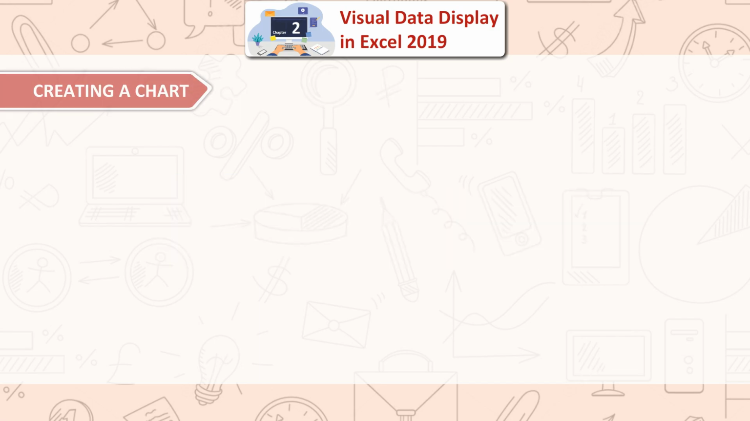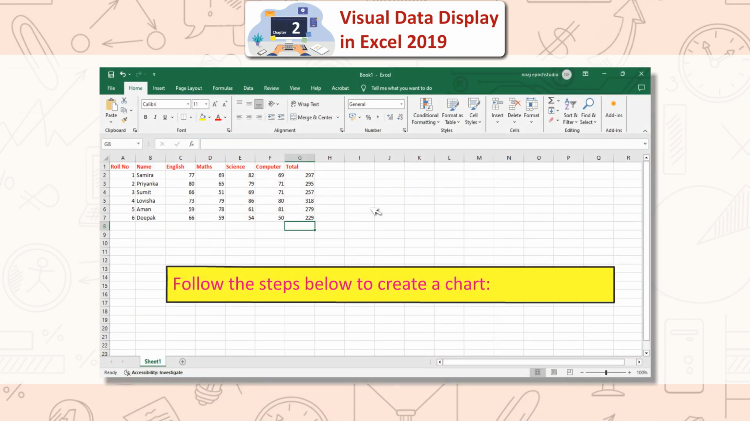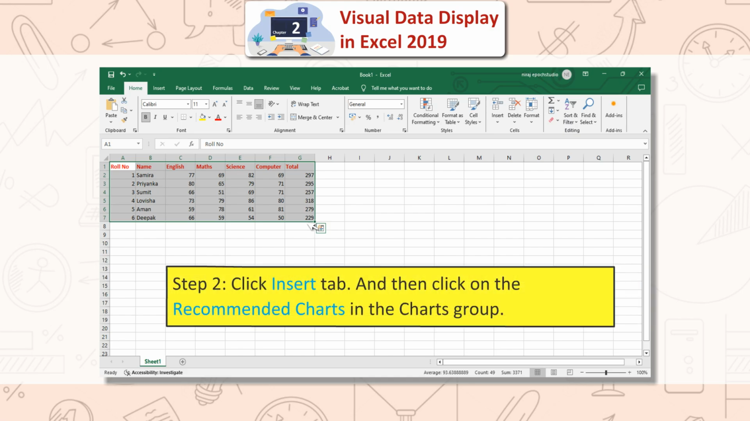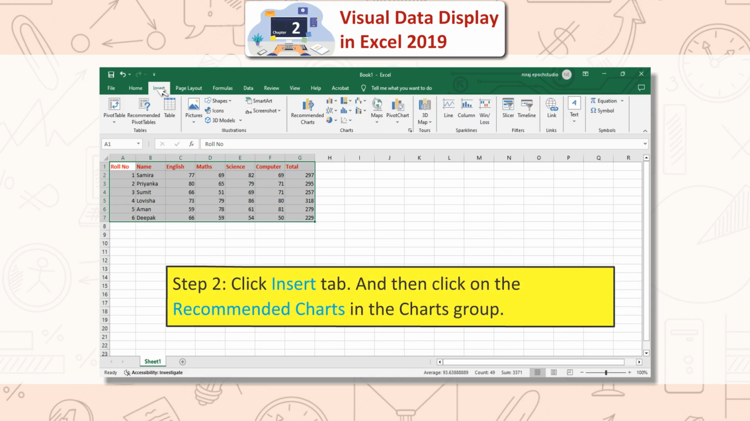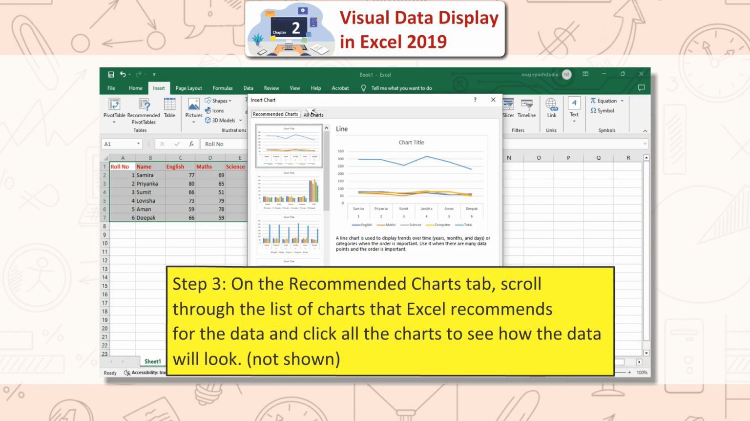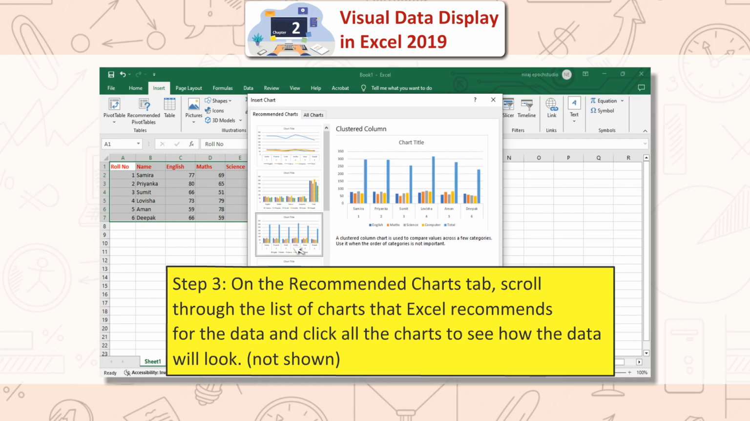Creating a chart. Follow the steps below to create a chart. Step 1. Select the data which has to be used for the chart. Step 2. Click Insert tab and then click on the Recommended Charts in the Charts group. Step 3. On the Recommended Charts tab, scroll through the list of charts that Excel recommends for the data and click all the charts to see how the data will look.